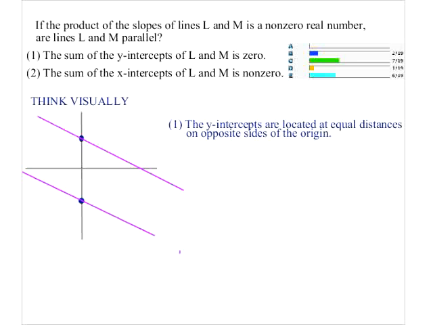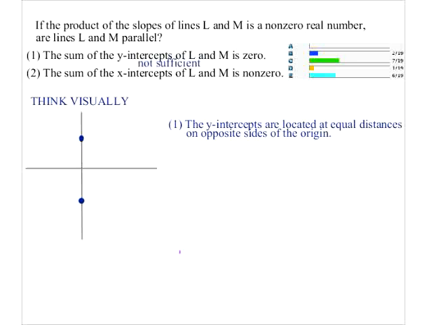Okay. Or you could draw it so that it's non-parallel. Like this would be non-parallel. So that's not going to be sufficient. Any questions, go ahead and type them in the text box. So statement 1 is not sufficient.